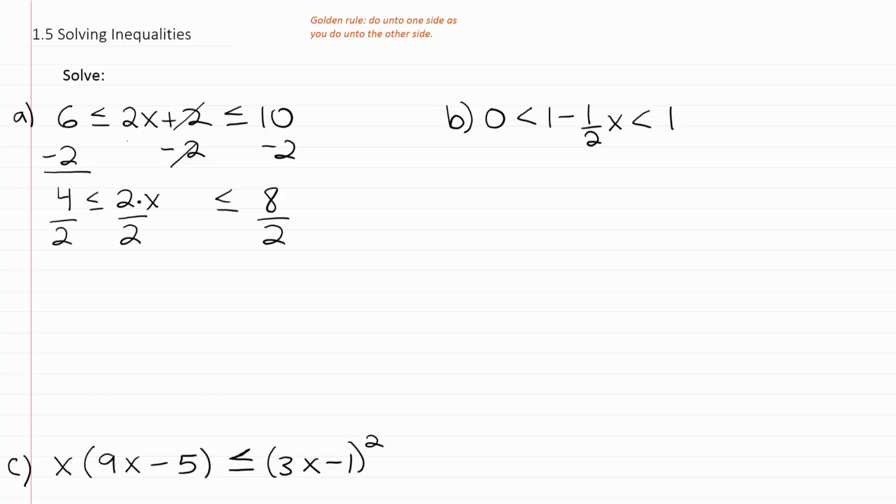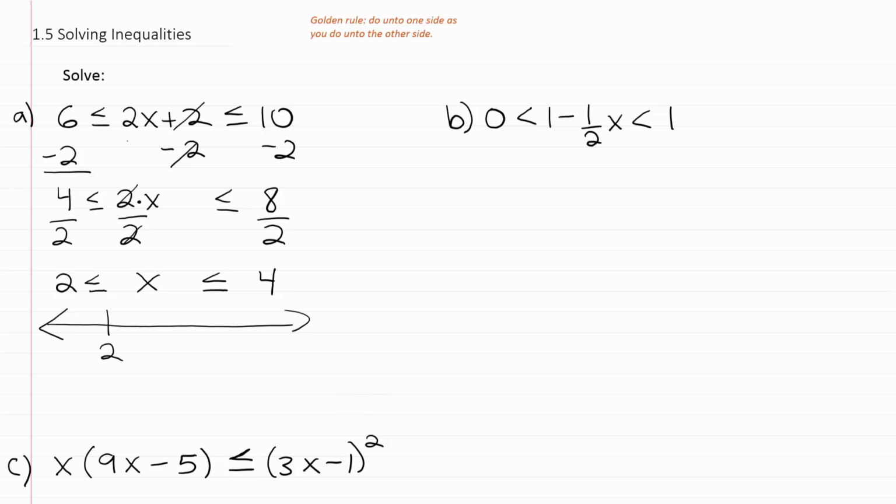Now from here, 2 goes into 4 2 times, 2 goes into the 2 here next to the x 1 time, leaving you just 1x, and then we'll have less than or equal to 8 divided by 2, which of course is 4. And now the way this statement is read is that it's saying x is between 2 and 4 inclusive. If we drew it on a number line, it would look like this.